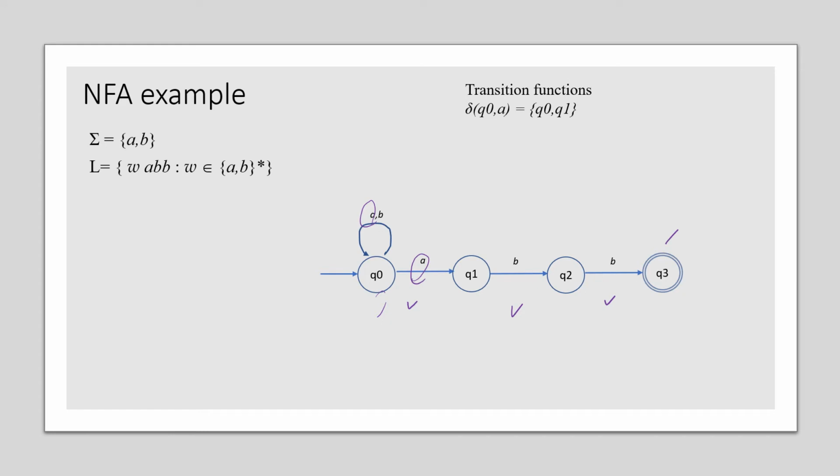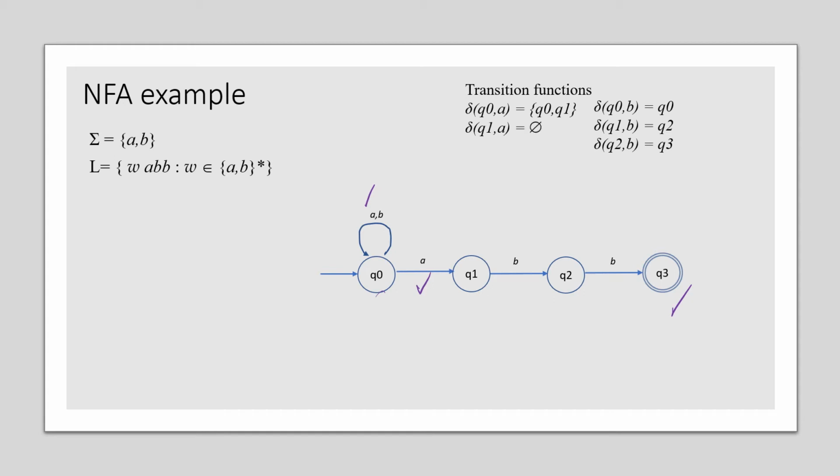So these are the transitions from Q0 with an A. Q0 with an A, you're either going to go to Q1 or you're going to go back to Q0. Then Q1 with a B, you're going to go to Q2. Q2 with a B, you go to Q3, which is accepting. Q0 with a B, you're going to stay in Q0.